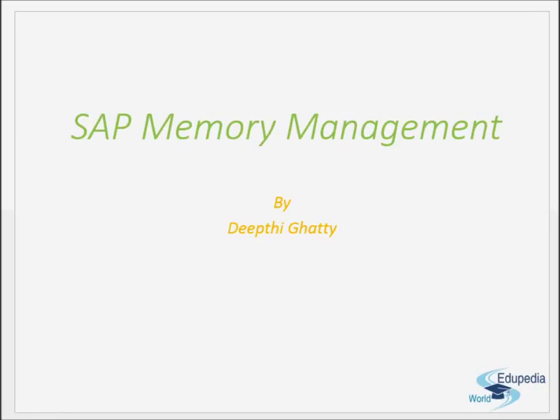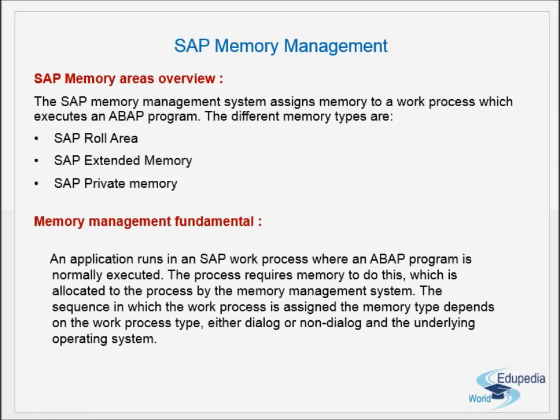In this video, we'll learn about SAP Memory Management. We have different types of memory in SAP, so we'll learn what the different types of memories are. SAP Memory Areas Overview. The SAP Memory Management System assigns memory to a work process which executes an ABAP program. The different memory types are SAP Roll Area, SAP Extended Memory and SAP Private Memory.